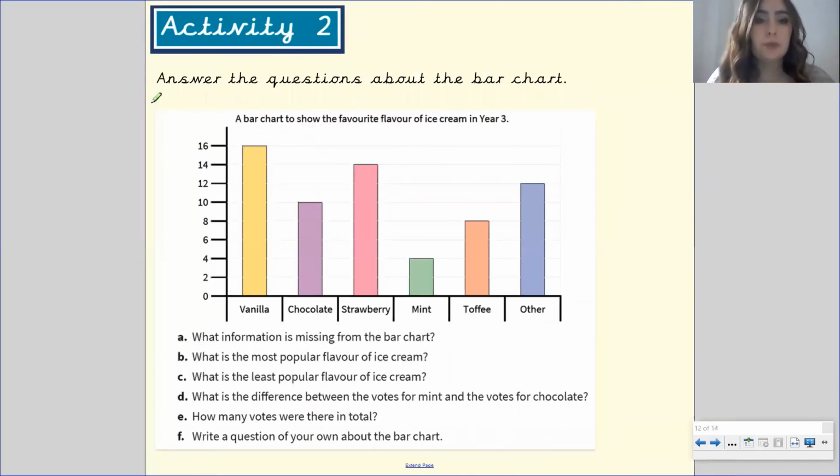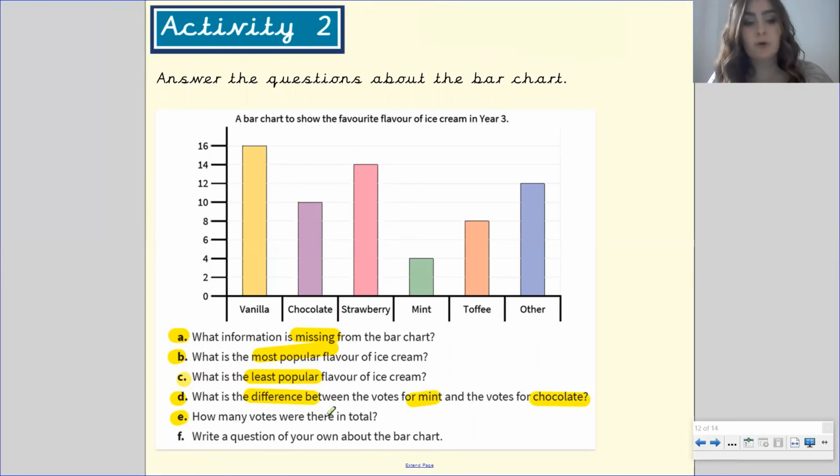Okay, activity number 2, you need to answer the questions about the bar chart. So here is your bar chart. You've got the title of it, you've got the different flavors of ice cream, and you've got some numbers up the side. Question number 1 says, what information is missing from the bar chart? So what is missing? Question 2 says, what is the most popular flavor of ice cream? So which one's chosen the most? Question C says, what is the least popular flavor of ice cream? D says, what is the difference between votes for mint and the votes for chocolate?